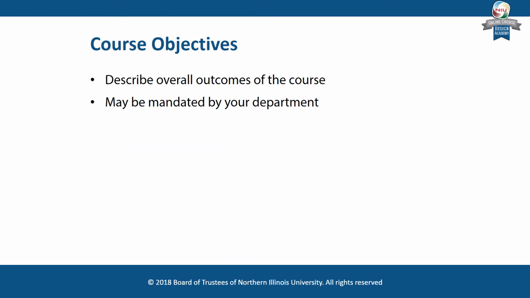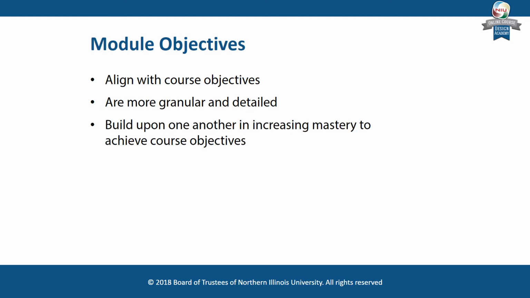There are two types of objectives in most online courses. The first are course objectives, which describe the overall outcomes of the course. You may need to write these if they do not exist, but they may be mandated by your department. Module objectives are written for individual modules, units, weeks, or topics, depending on how you have structured your course. The module objectives should clearly align with your course objectives, but are more granular and detailed.